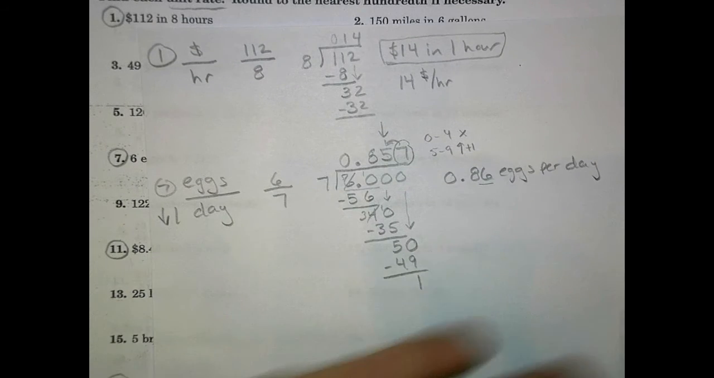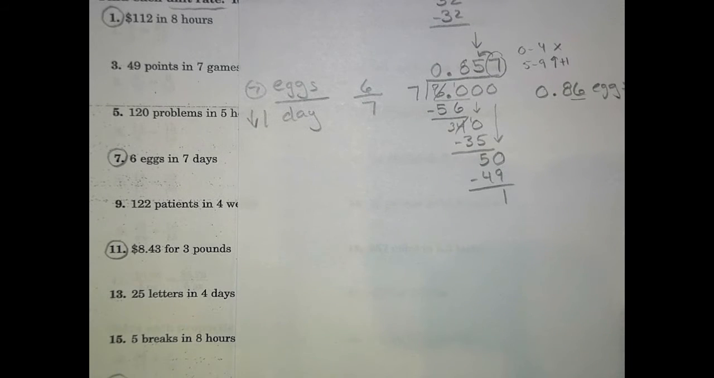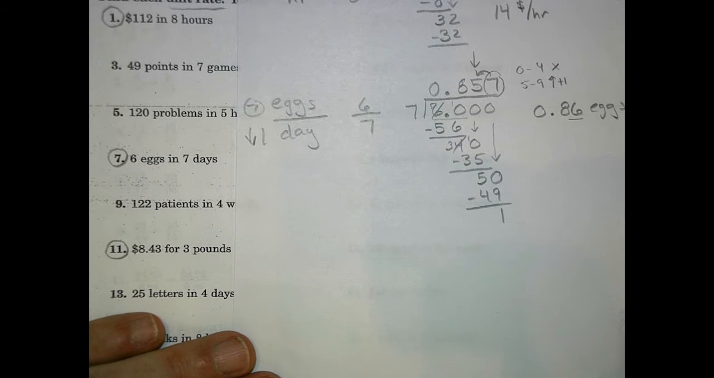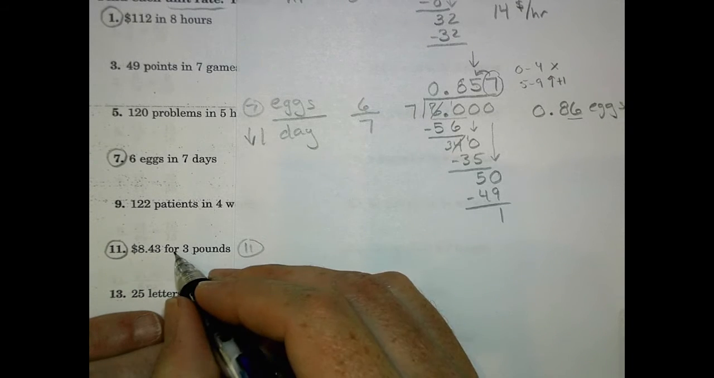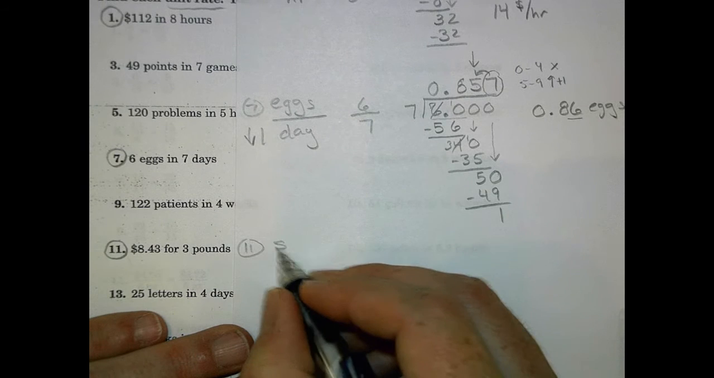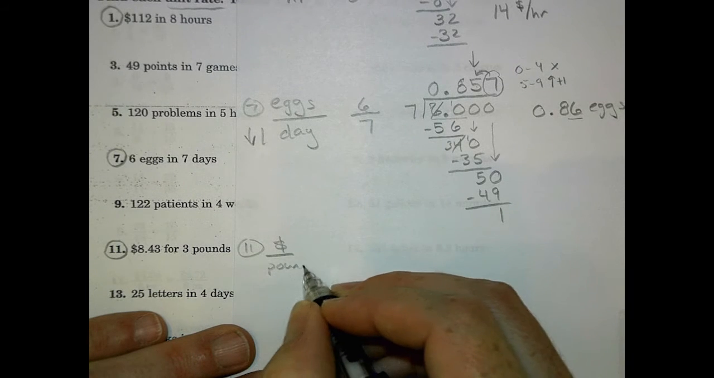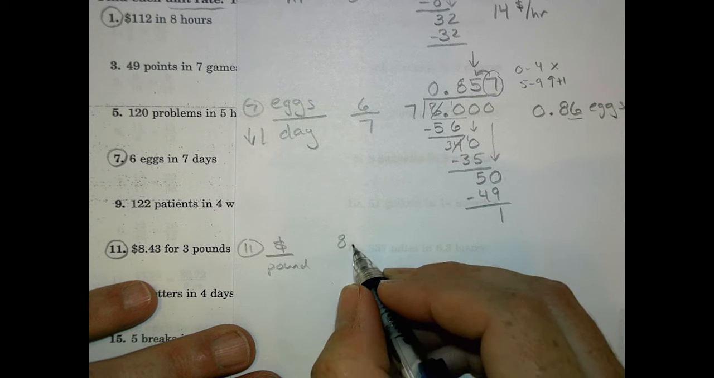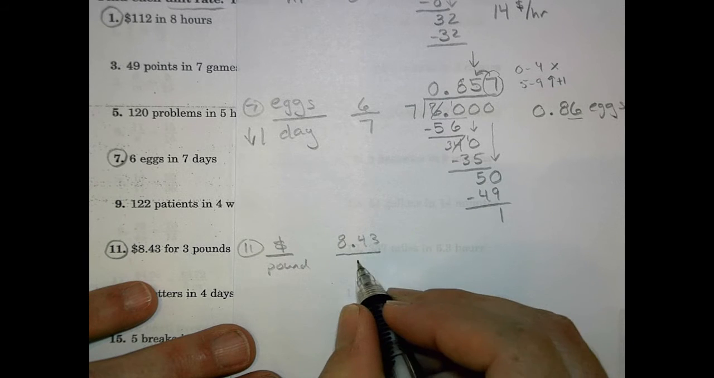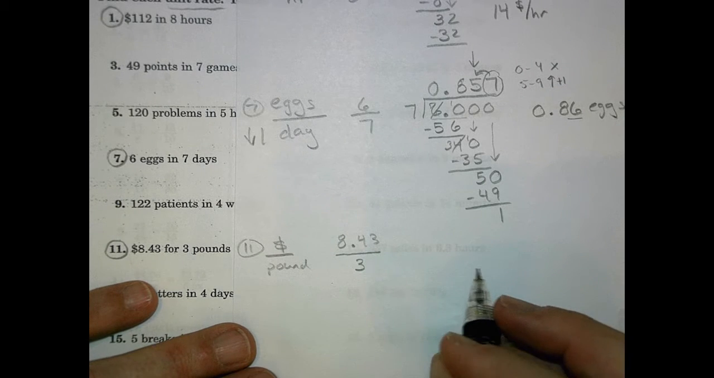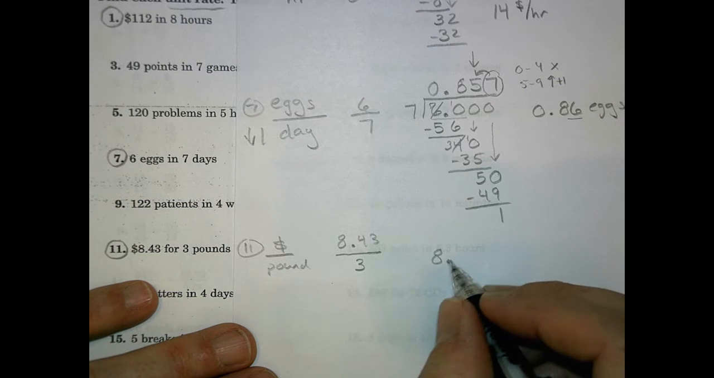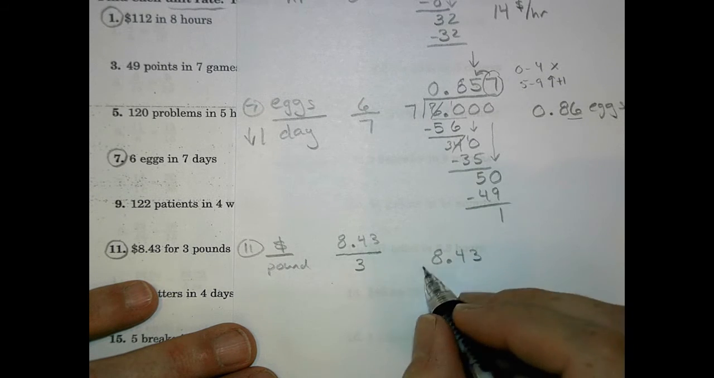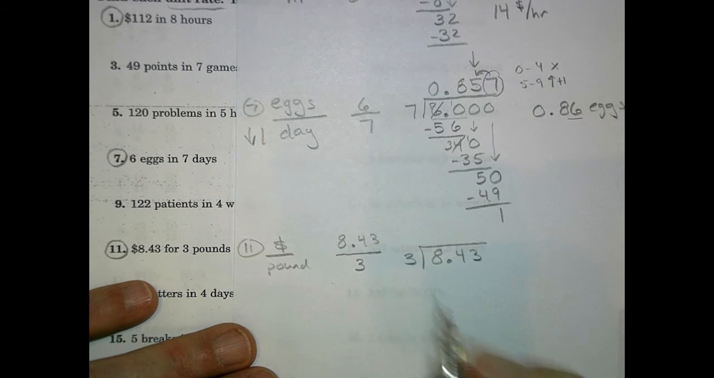Okay, let's take a look at number 11. Number 11, we have dollars for 3 pounds is what we're comparing here. Dollars per pound. So in this case here, we have $8.43. I'm going to use it as a number for now, for 3 pounds. So there's my fraction. So I like this one because we have a decimal already in our numerator. So we'll write 8.43 divided by 3.